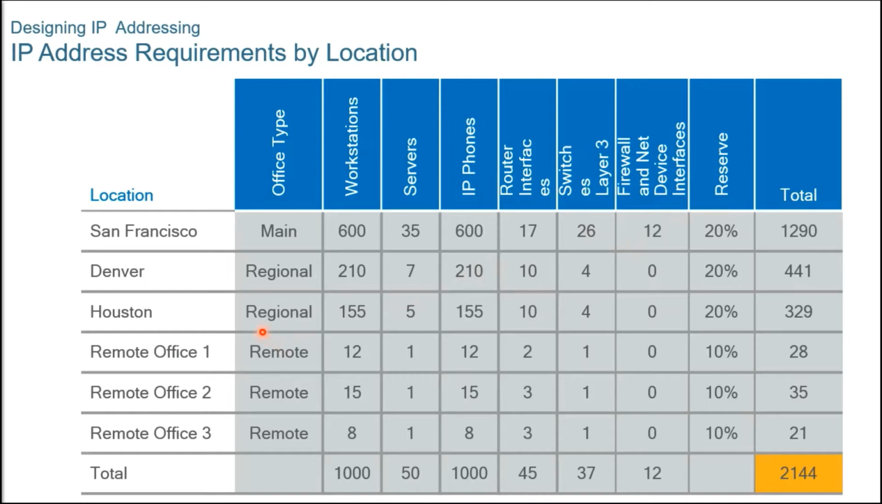So the table provides the IP address requirements by location for the topology shown in the figure from the previous slides. Some additional addresses should be reserved to allow for seamless potential network growth. The commonly suggested reserve is 20% for the main and regional offices and 10% for remote offices. However, this can vary from case to case. The designers should carefully discuss future network growth with the organization's representative to obtain a more precise estimate of the required resources.